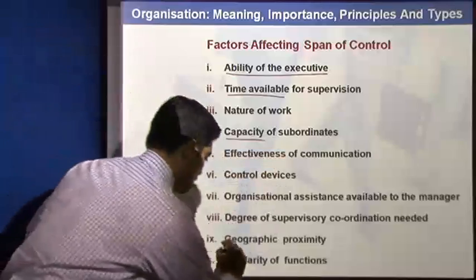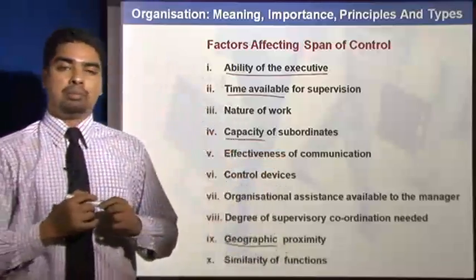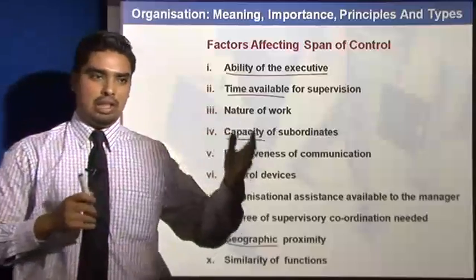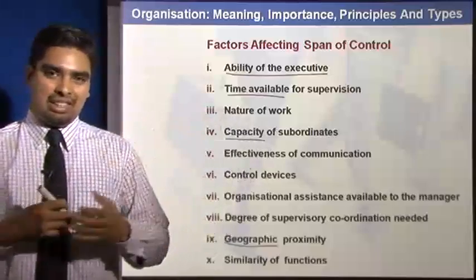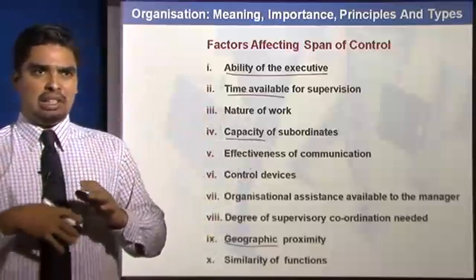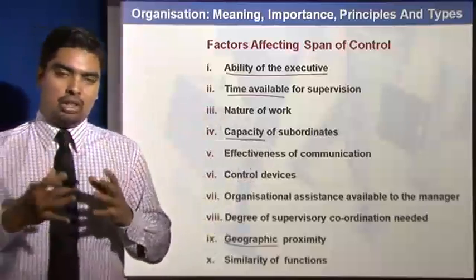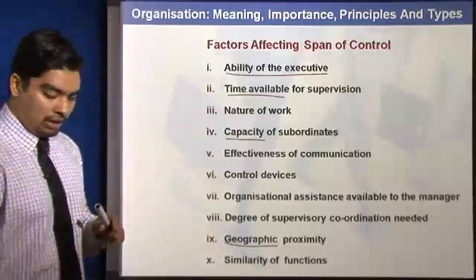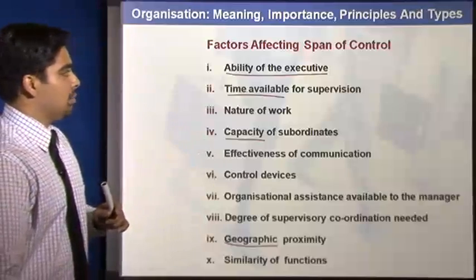Then geographic proximity as well. So if a person is physically close to the manager, then he or she feels it's far easier to control or to delegate or to have some sort of authority over them. That is another important factor for determining the span of control.